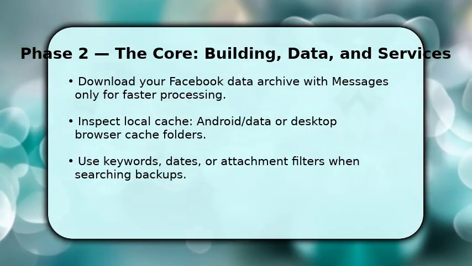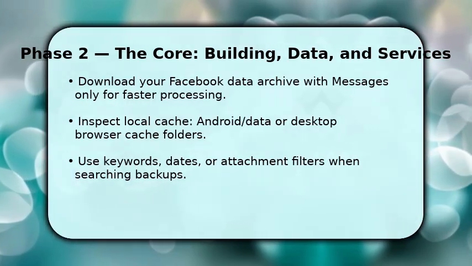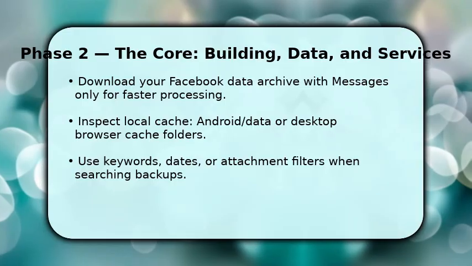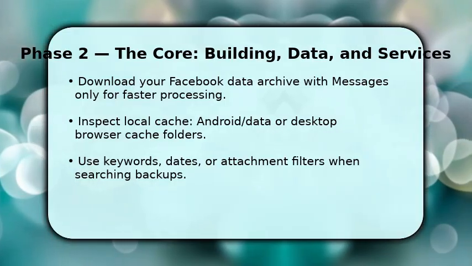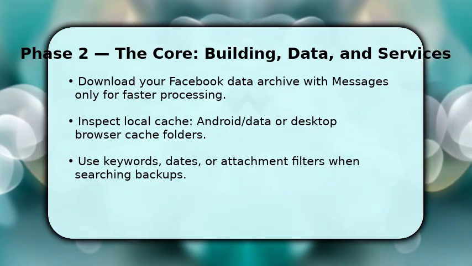Once the archive arrives, open the JSON or HTML messages file and use keyword searches, date ranges, or attachment filters to locate the deleted thread. This targeted search reveals remnants even after an app deletion.